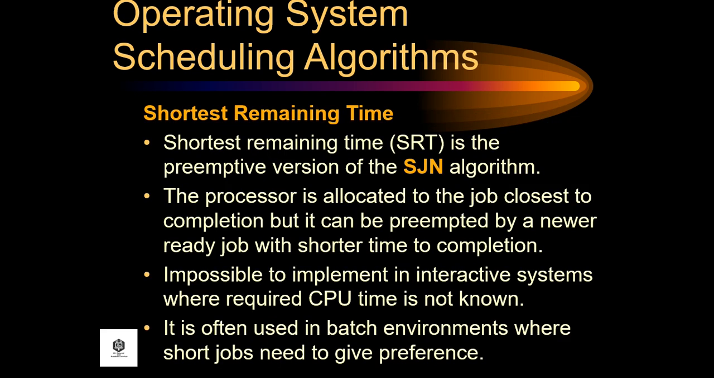Next is shortest remaining time. Shortest remaining time, or SRT, is the preemptive version of the SJN algorithm. The processor is allocated to the job closest to completion, but it can be preempted by a ready job with shorter time to completion. It is impossible to implement in interactive systems where required CPU time is not known, and it is often used in batch environments where short jobs need to be given preference.